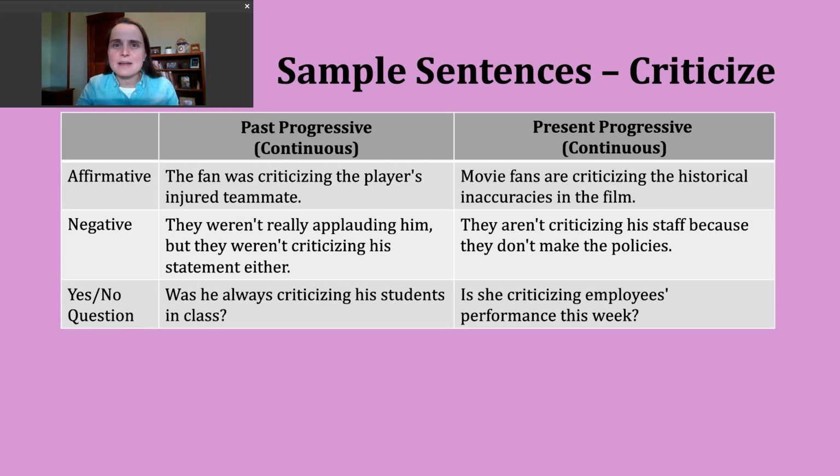So I have to pay attention to my subject, right? So if my subject is I, he, she, or it, I'm going to use was, W-A-S, and then I'll use the ing form of my verb. But if my subject is you, we, or they, I'll use were, W-E-R-E, and then the ing form of the verb. Let's take a look at the affirmative example.